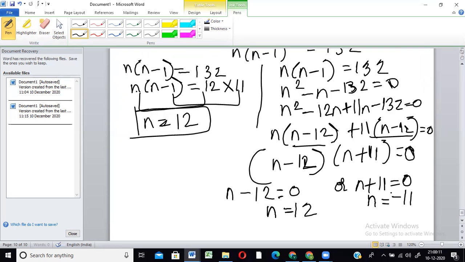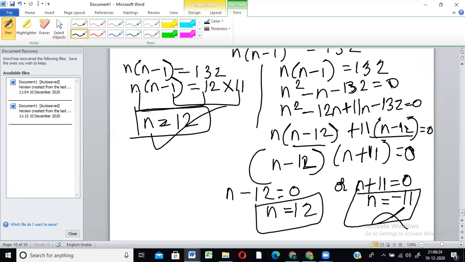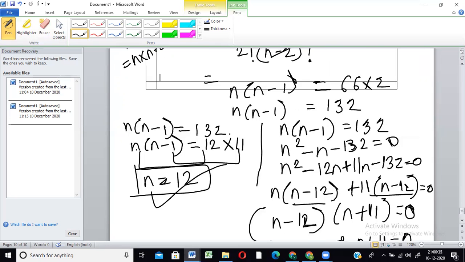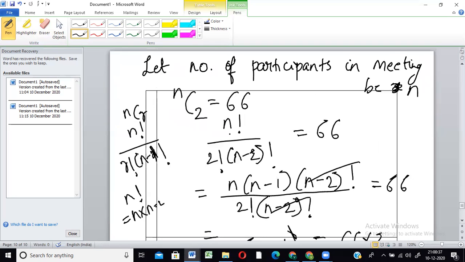But what did we assume in the beginning of the question? What is n? n is actually the total number of participants. So can it ever be negative? No, right? So this value is discarded. So we get the final answer of n as 12. Here also we got 12 only, but then this should strike you, right? Consecutive numbers in such a way that it gives you 132. Whichever way you find it easy, you can do. So thus the total number of participants in the meeting is equal to 12.